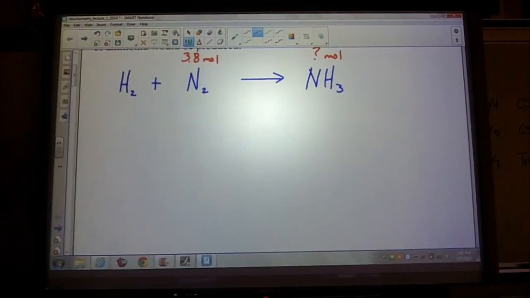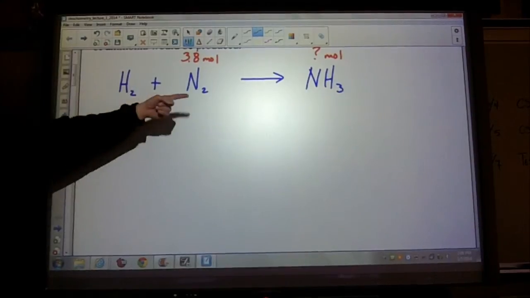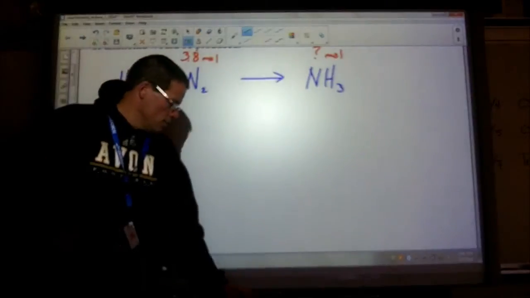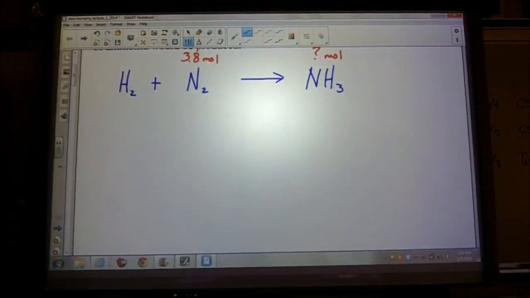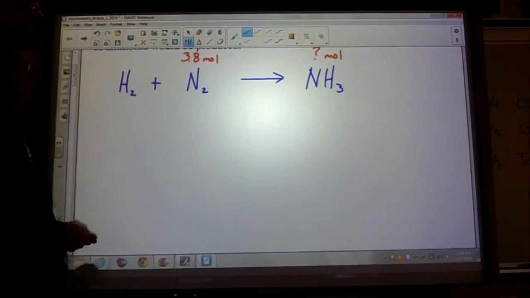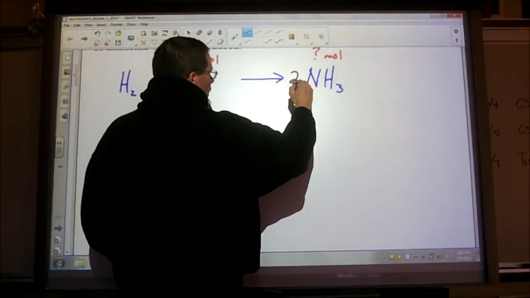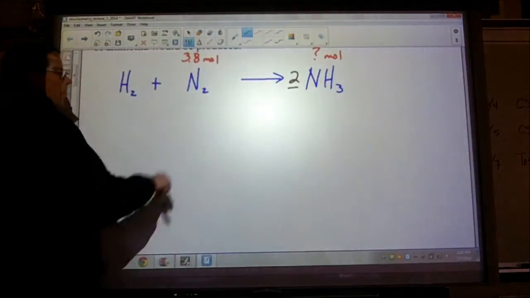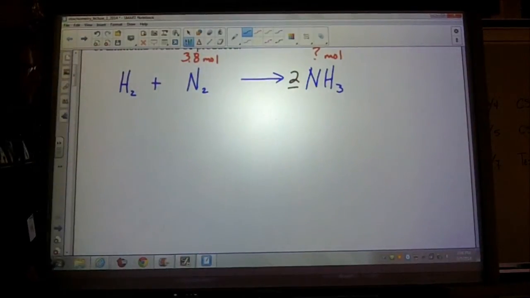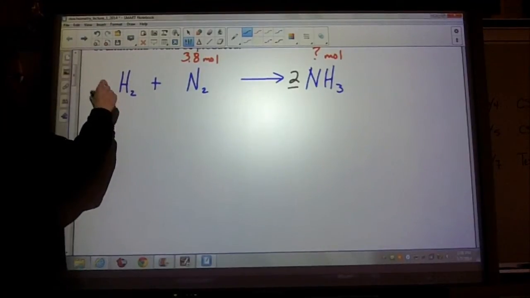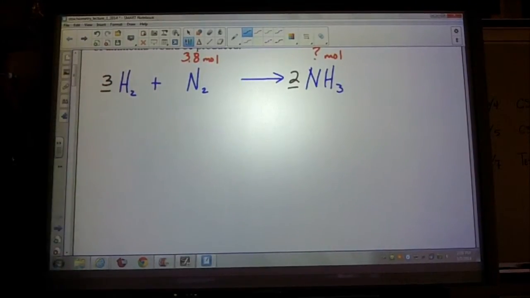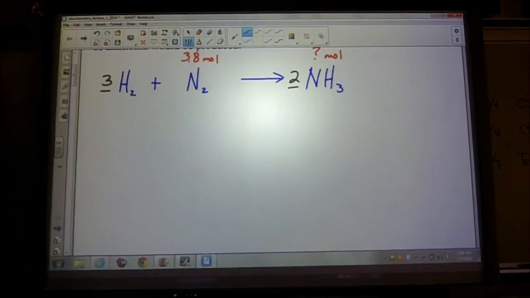So step 1, write a balanced equation. Is that balanced as written? It's not. Sometimes it will be, but in this case it's not. We have 2 hydrogens here and 3 there, so that right there tells us it's not. So we'll put a 2 there. How's our nitrogen looking? Good, with 3 there. So we have step 1 completed.